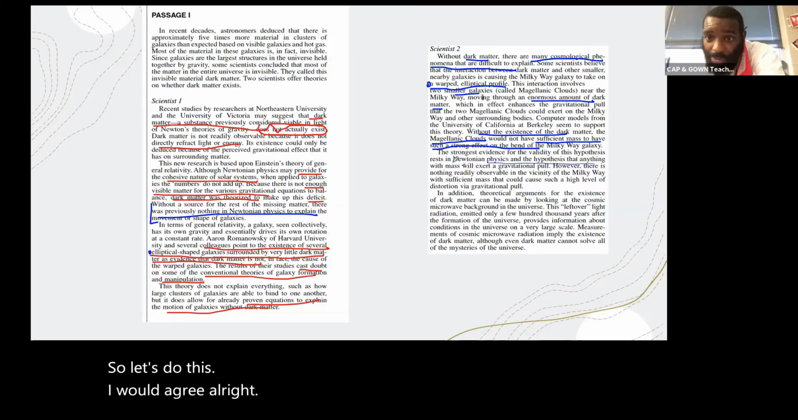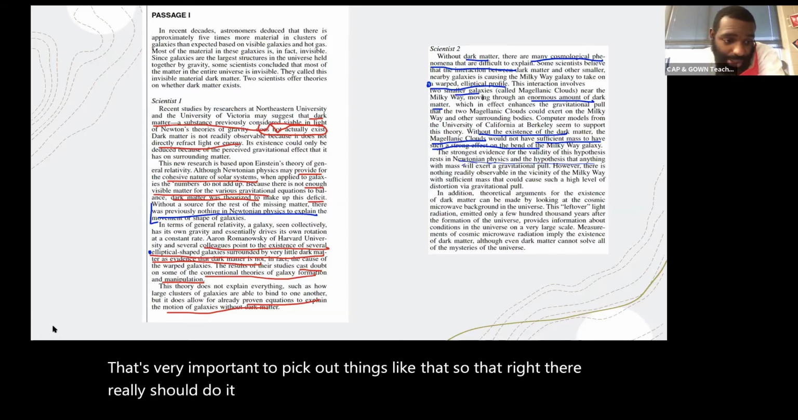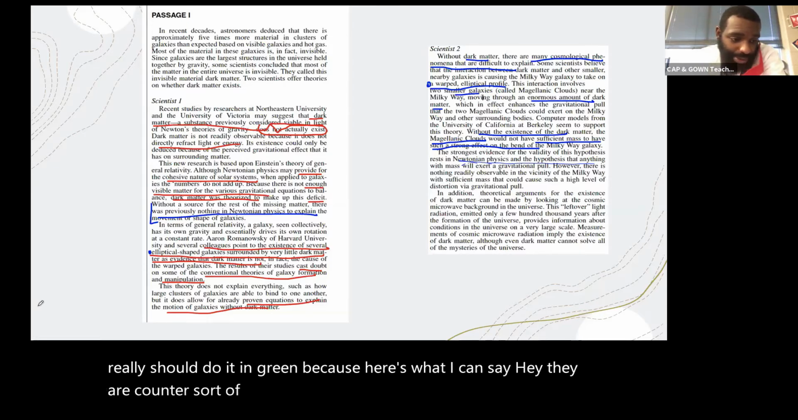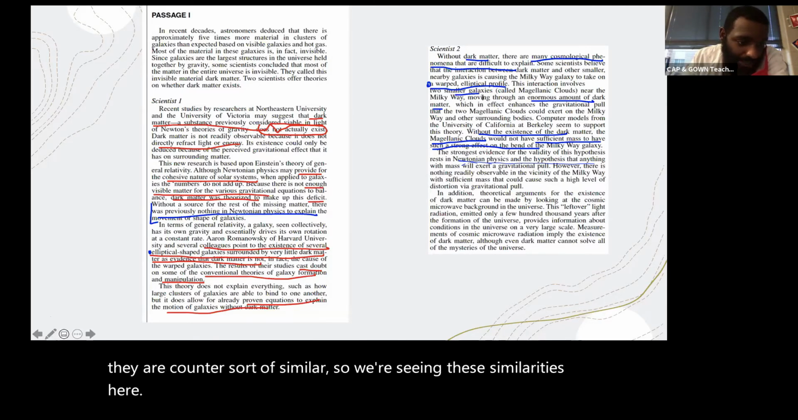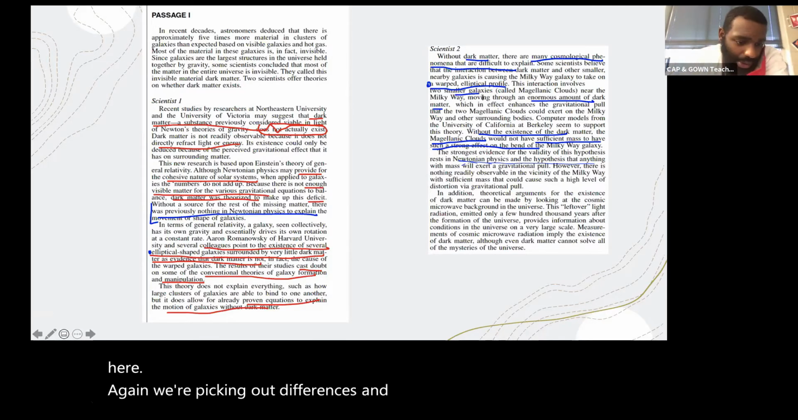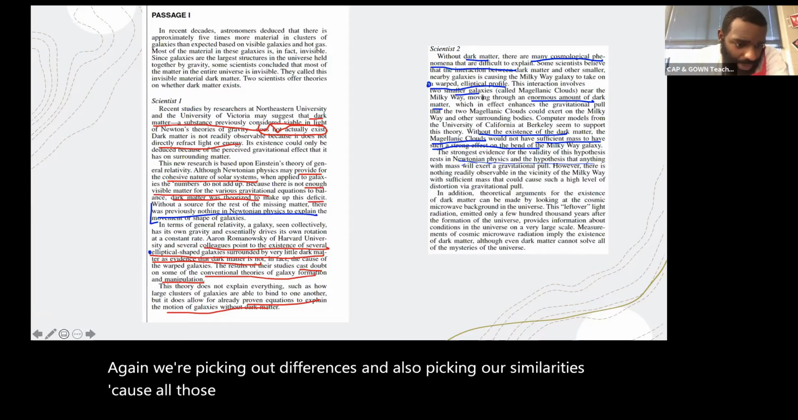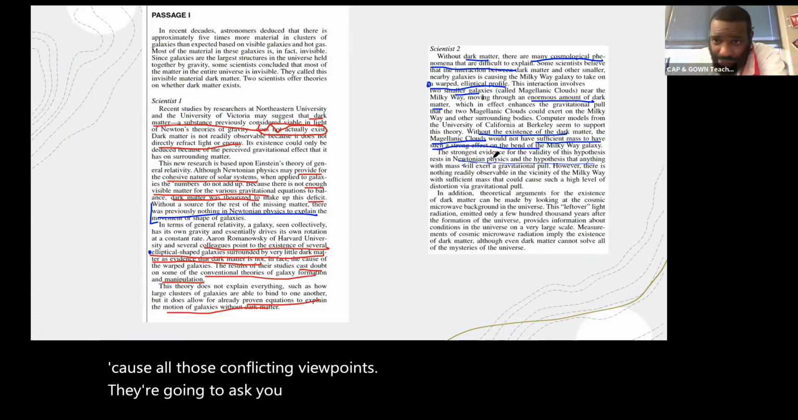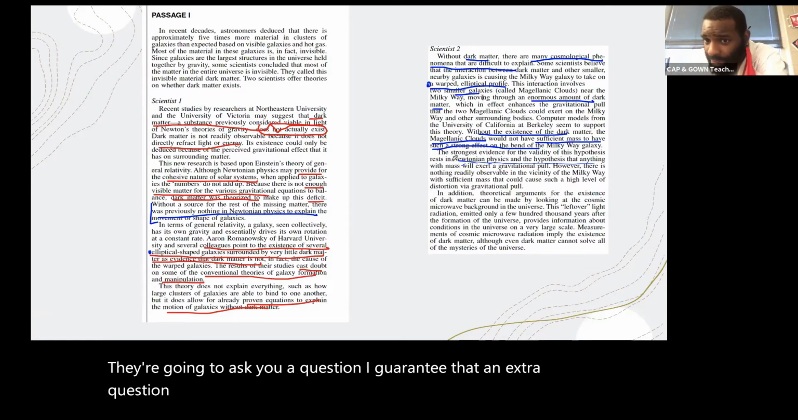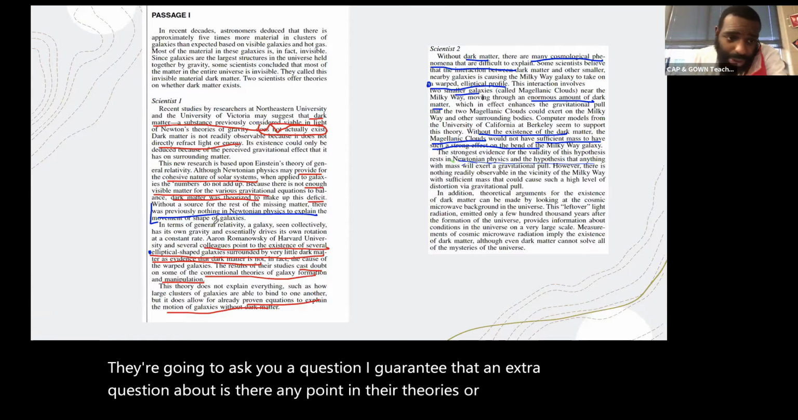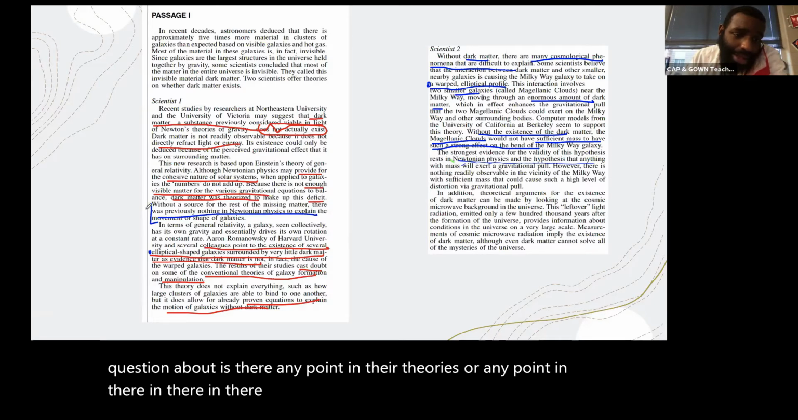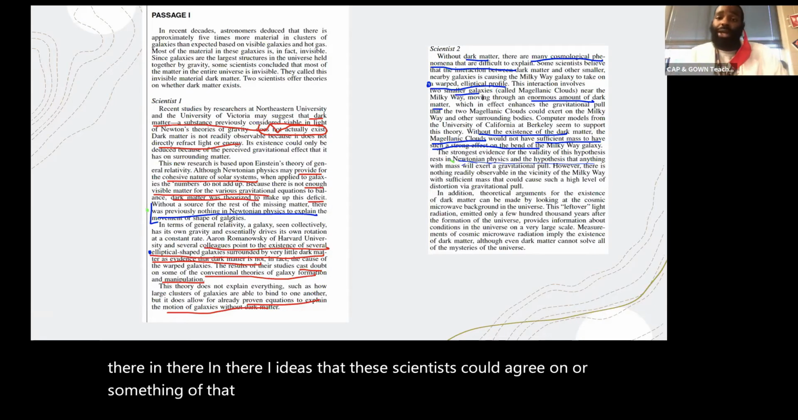That's very important. You want to pick out things like that. That right there, I really should do in green, because here's where I can say, hey, they are kind of similar. So we're seeing these similarities here. Again, we're picking out differences and we're also picking out similarities, because with all those conflicting viewpoints, they're going to ask you a question. I guarantee they're going to ask whether there is any point in their theories or ideas that these scientists could agree on. There's always going to be a question about that.